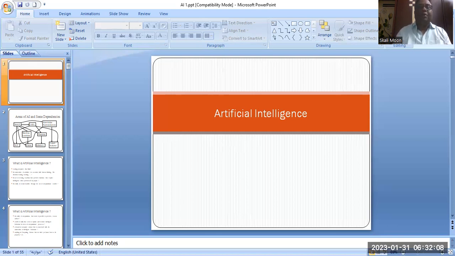So, coming to intelligent systems, there are four categories. First one, systems that think like humans, systems that act like humans, systems that think rationally, and then systems that act rationally.